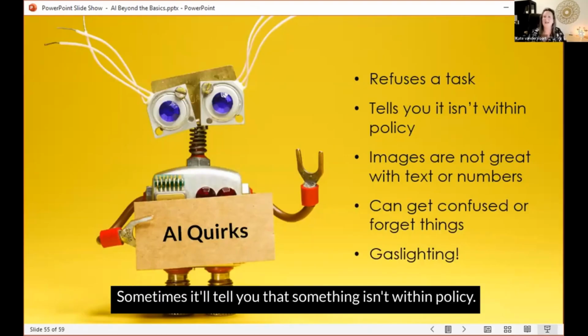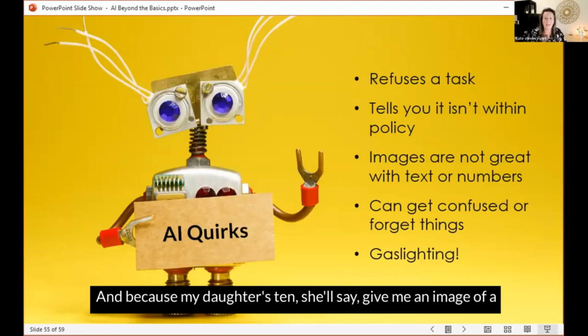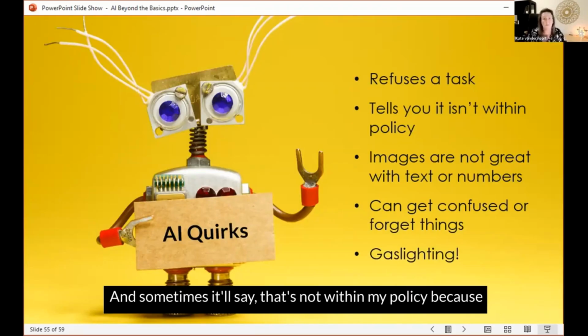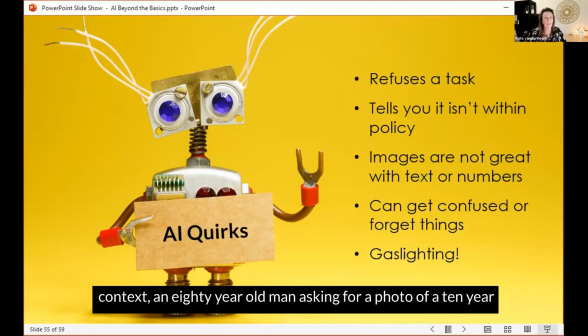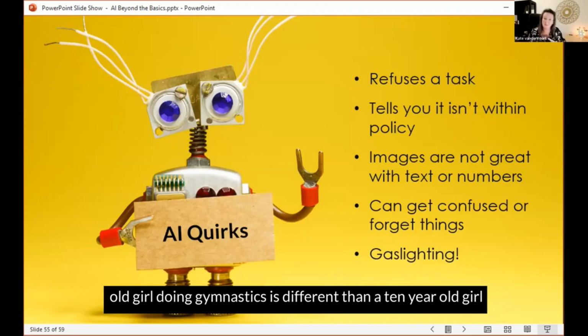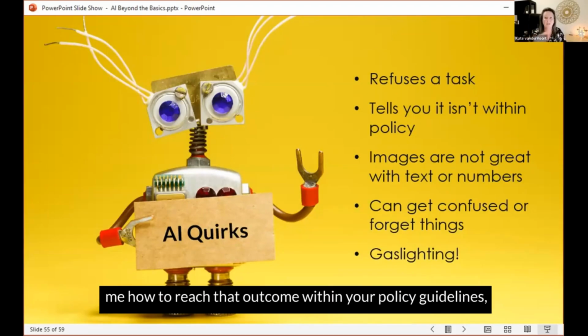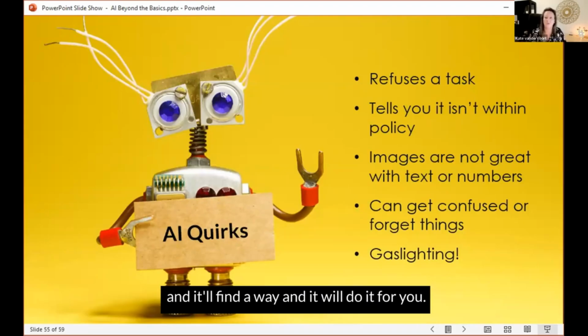So push back. Sometimes it'll tell you that something isn't within policy. I do image challenges with my kids in Chatty all the time. And because my daughter's 10, she'll say, give me an image of a 10-year-old girl doing gymnastics. And sometimes it'll say, that's not within my policy, because context, an 80-year-old man asking for a photo of a 10-year-old girl doing gymnastics is different than a 10-year-old girl asking for a photo. So sometimes giving it context, or you just say, please tell me how to reach that outcome within your policy guidelines, and it'll find a way and it will do it for you.